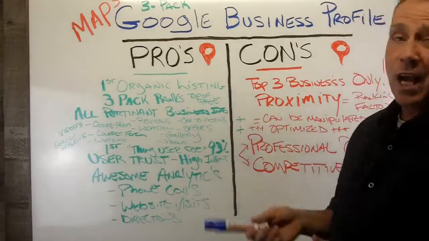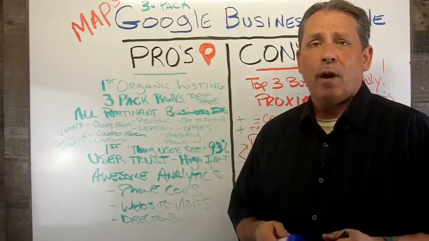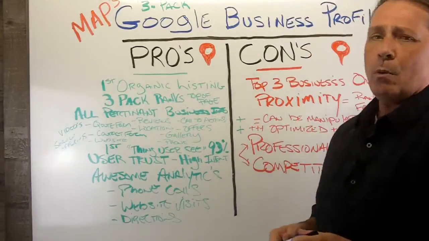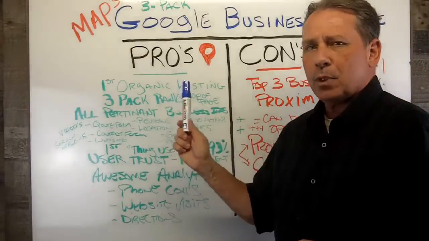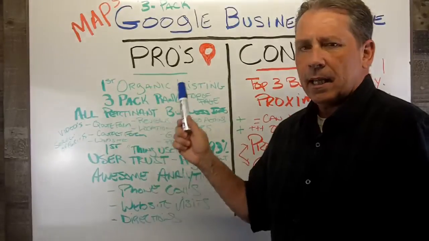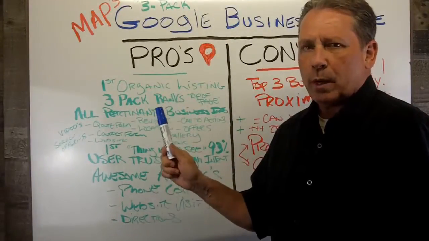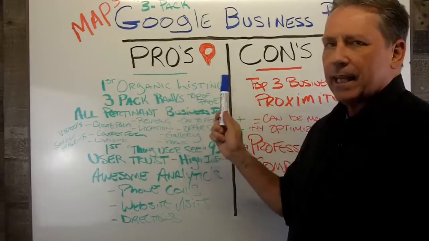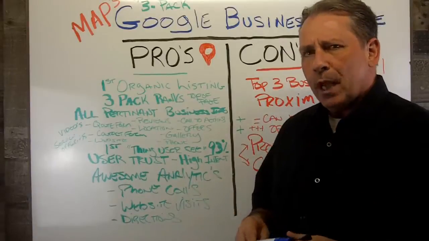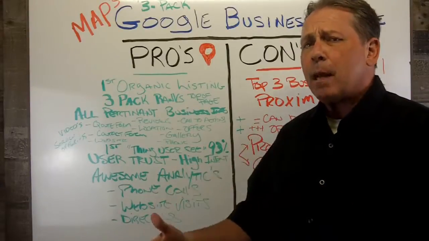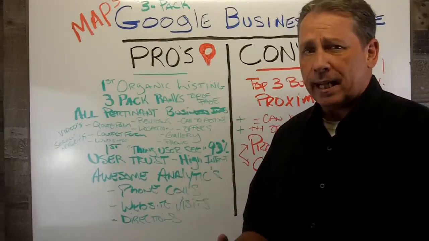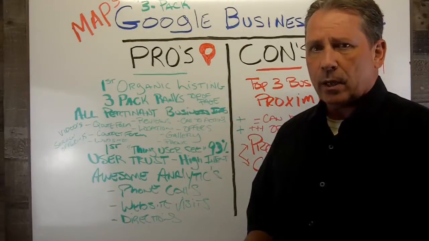So, the pros and cons of the Google Business Profile, the Maps, the 3-pack. Why do we want to be there? Well, number one, it's the first thing that people see that's organic on that results page, the first organic listing. And if you recall, 8 out of every 10 people click on the organic listings and bypass the ads, okay?